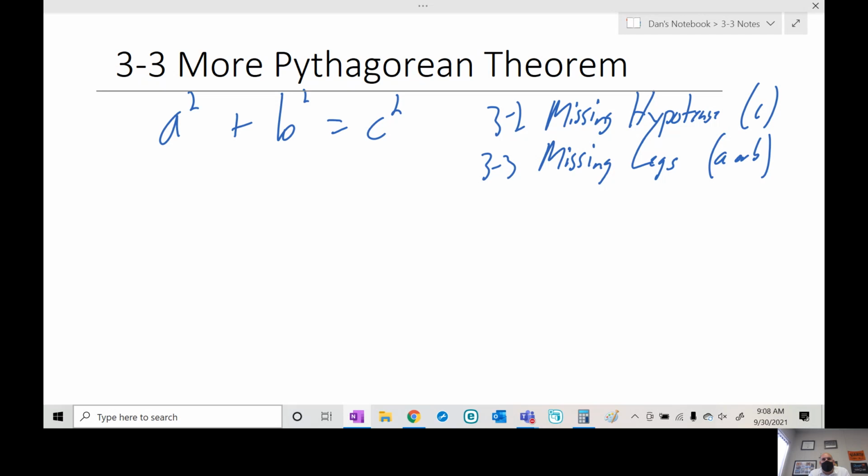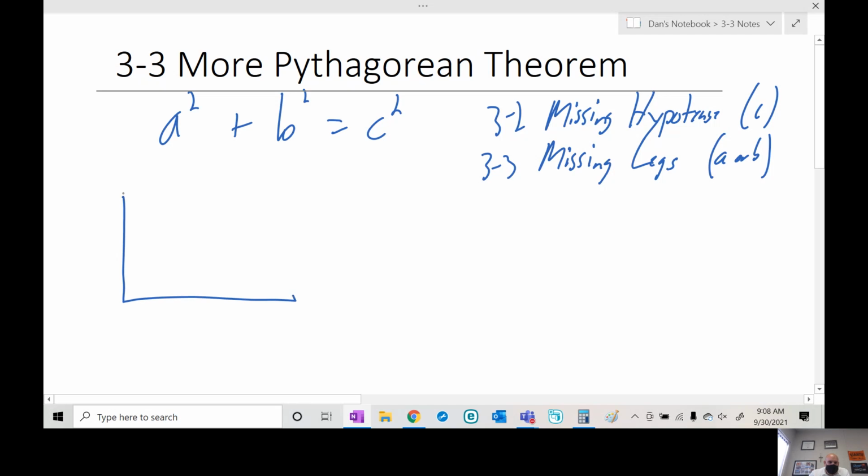And then it's going to mix it up. So you'll have to figure out, is the hypotenuse missing or is the leg missing? And it's not that different, but you solve them just a tiny bit differently. So it could look like this. And we got to practice our rounding. So let's round to the nearest tenth with this.